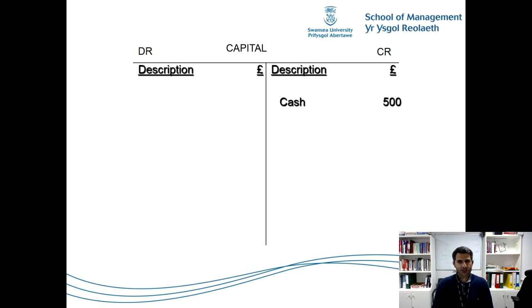Now the question you need to ask me: why did you write cash beside 500 here, and why did you write capital beside here? This is as a reference. Remember, at the end of September, when you look at the cash book, you will see many transactions. So how do you distinguish this one? The reference. If you look at the cash book, you see we have £500 money in to our cash book. From where? That's from the capital account.